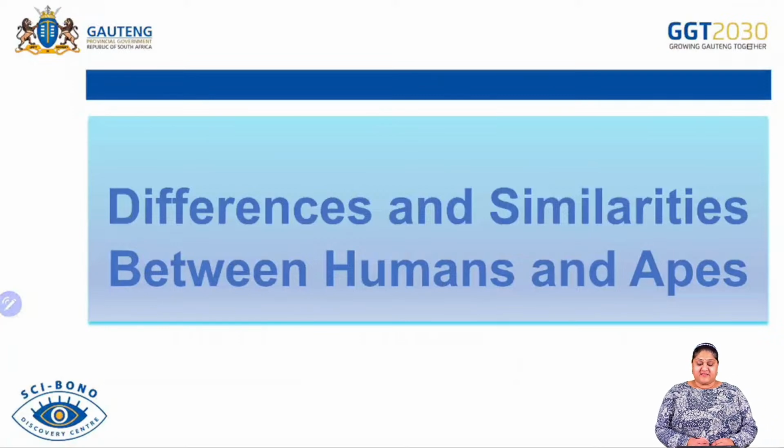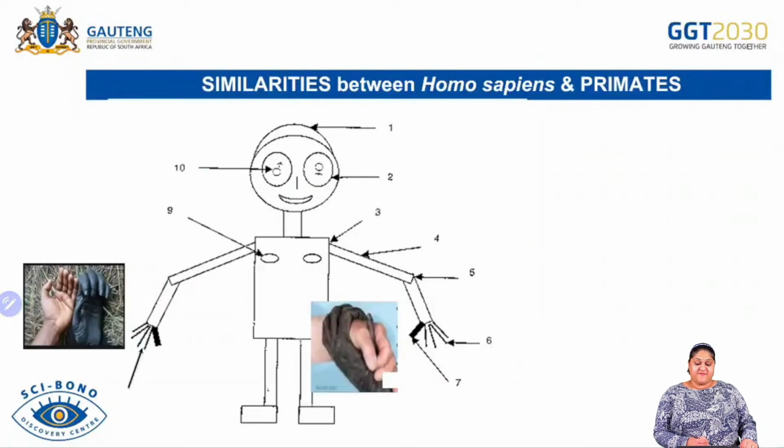Right, differences and similarities between humans and apes. So let's first look at the similarities. Okay, so we like to use this little diagram here to explain it, and it is numbered nicely. And in this one, I've actually color coded it so that for those of you that are visual learners and learn with color, maybe it can help you to understand. So let's first start with the head region.